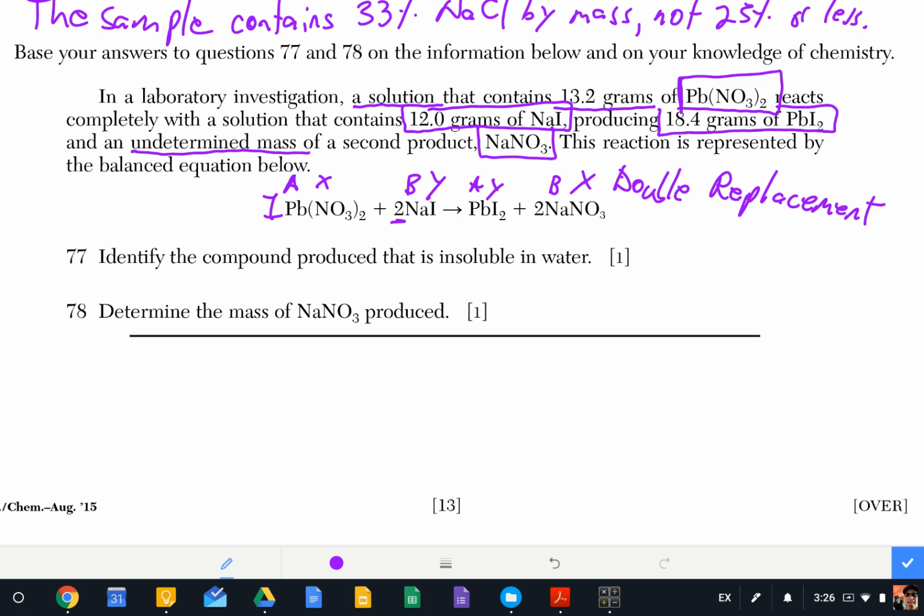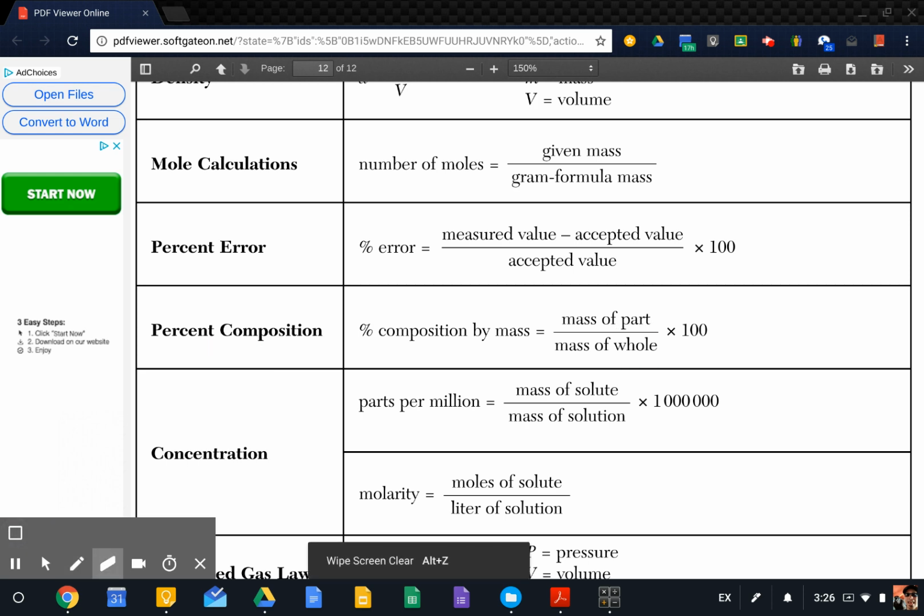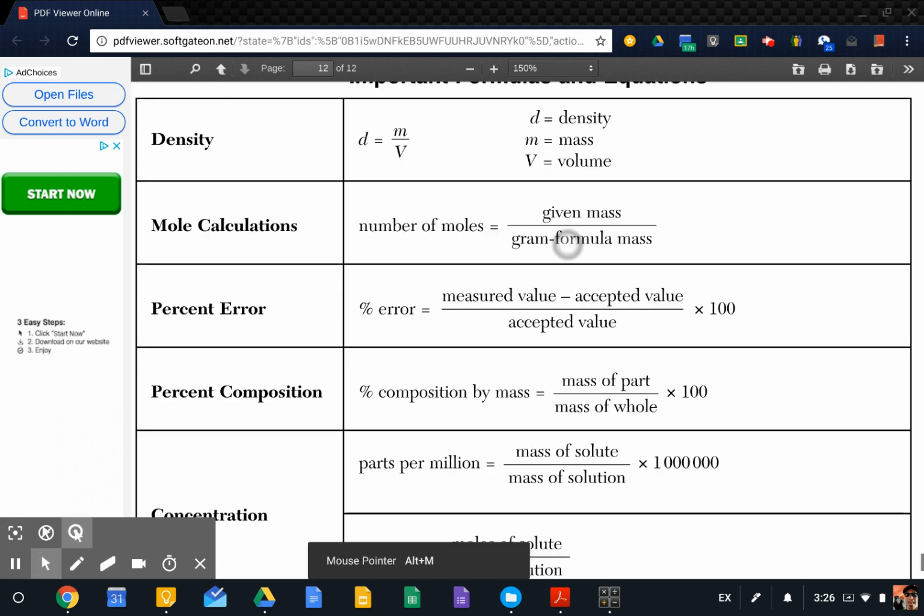It says, identify the compound produced that is insoluble in water. So we have to identify either lead iodide or sodium nitrate as insoluble in water. The reference table we have to use is reference table F. So let's go to reference table F.